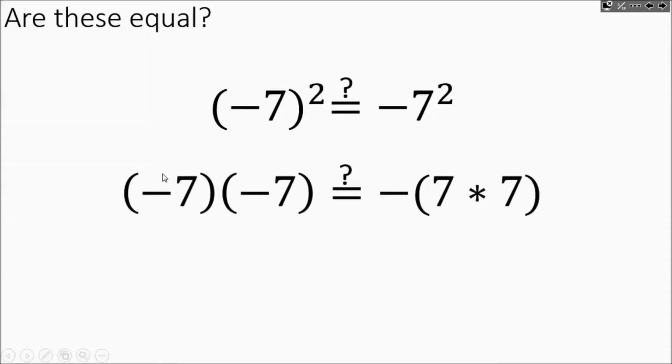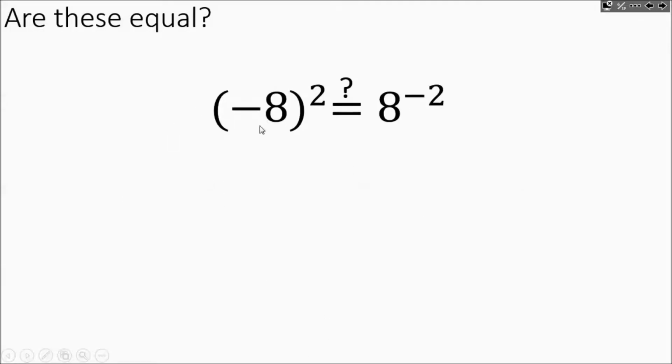You'd think of this as negative 7 times negative 7. This one's going to be negative 7 times 7. 2 negatives over here make a positive. Over here, the negative's going to drop. So they're not equal. This equal with a slash means not equal to. Let's try a couple more of these.